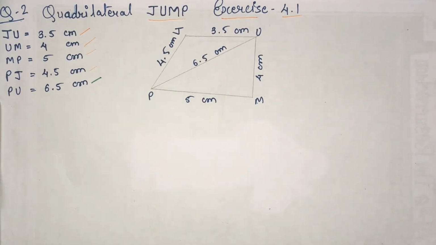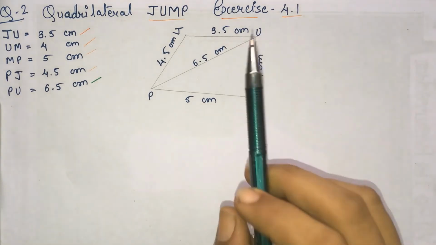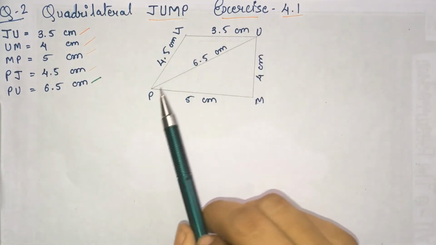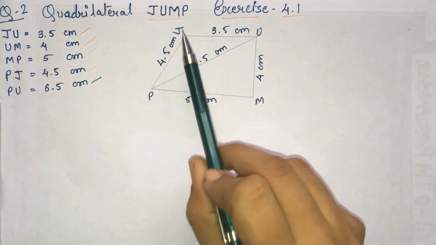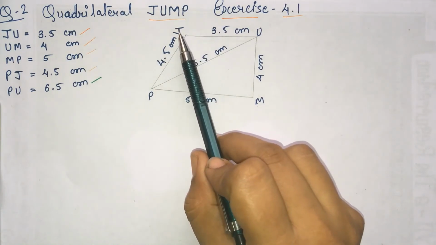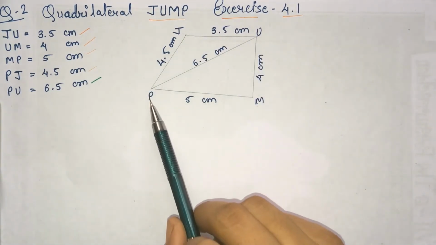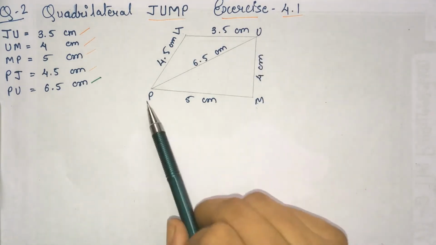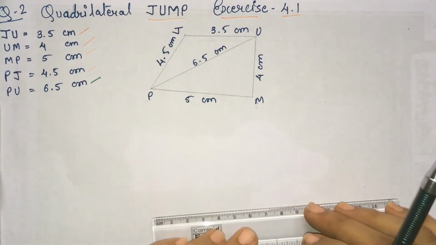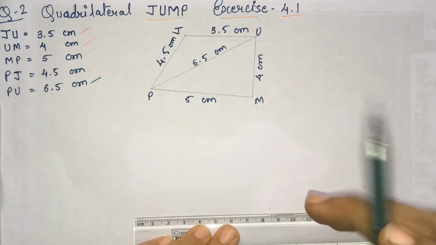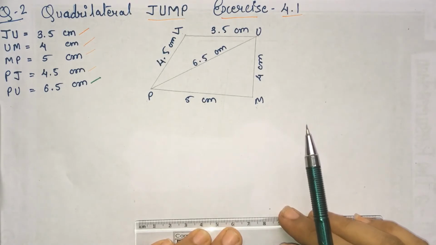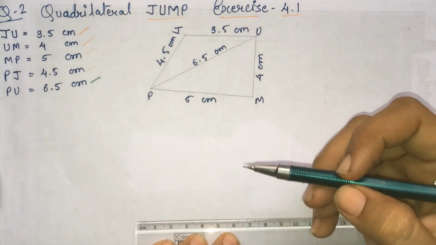First we will start with any of the sides. Here we can start with JU also, or we can start with PM also. First we will construct any one of the triangles. Either we'll construct triangle JUP, or we can construct triangle UMP. Here I am starting with JU, which is 3.5 centimeter. So this diagram is the rough one. Now we will be proceeding with the new diagram, which is the fair one.